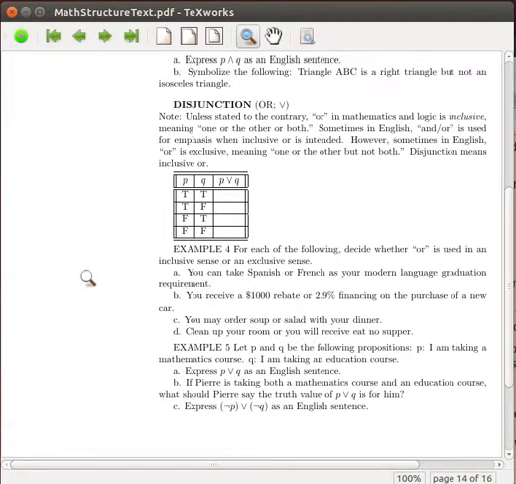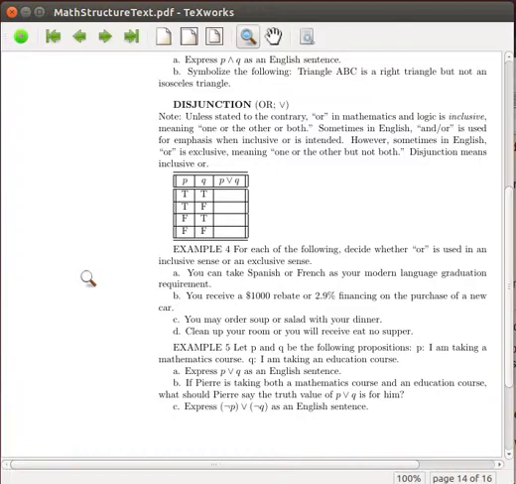You can take Spanish or French as your modern language graduation requirement. Well, I think the or here is saying you could do one or the other. You could do both and have your modern language graduation requirement satisfied. So that's an inclusive or.